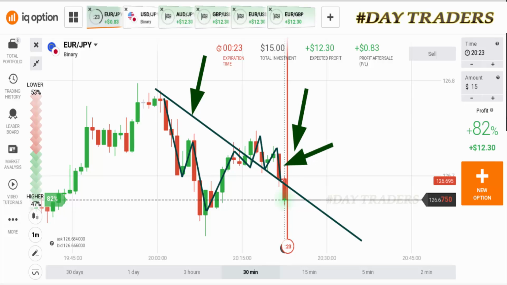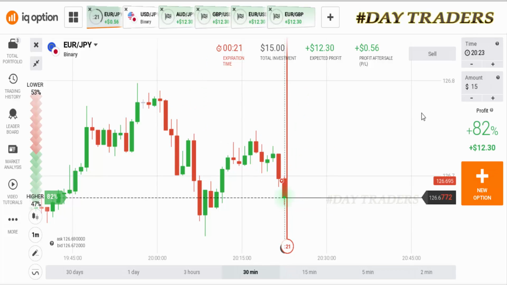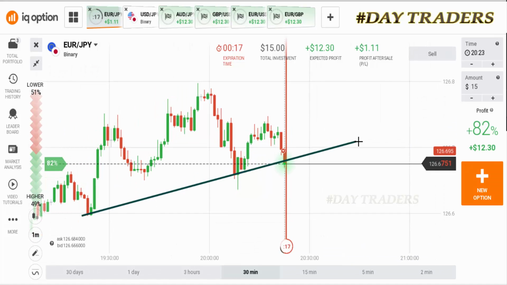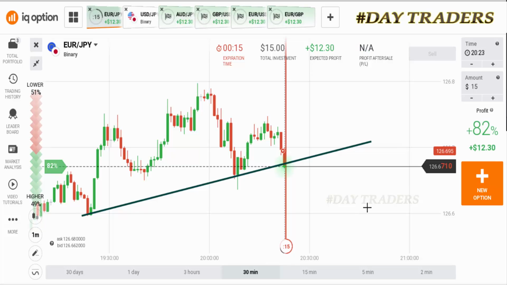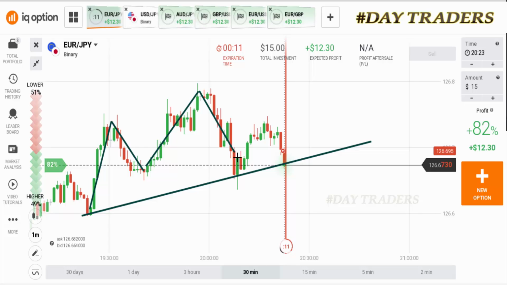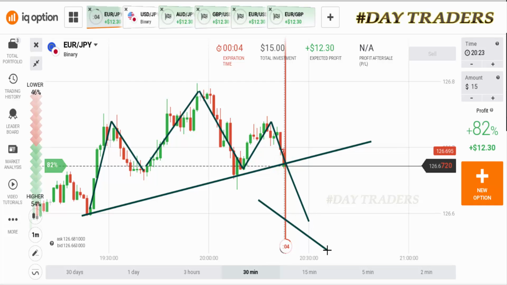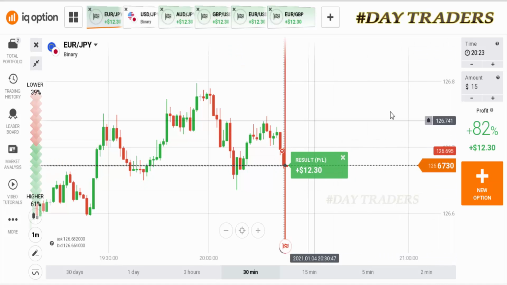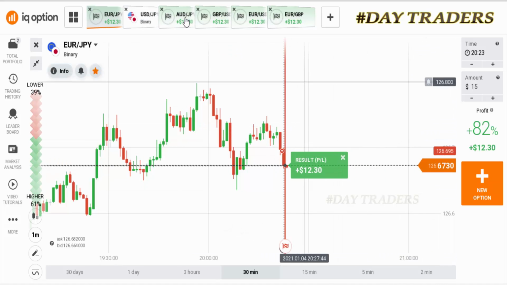Okay, and the next support level is here. Okay, this is market momentum. It's going to move down. Okay, this is also a winning trade. I'll check the next pair.